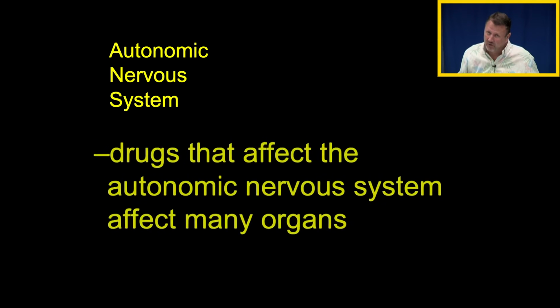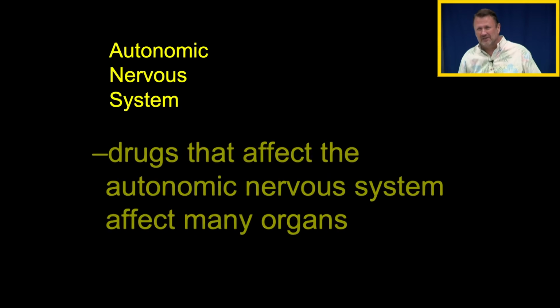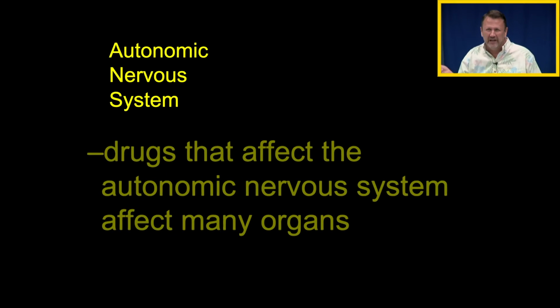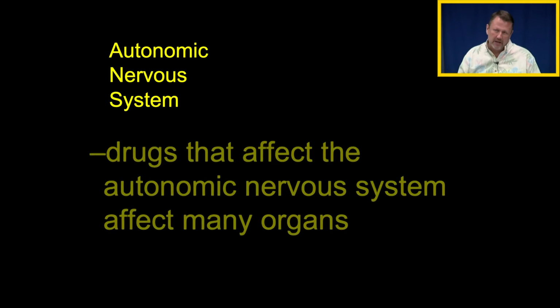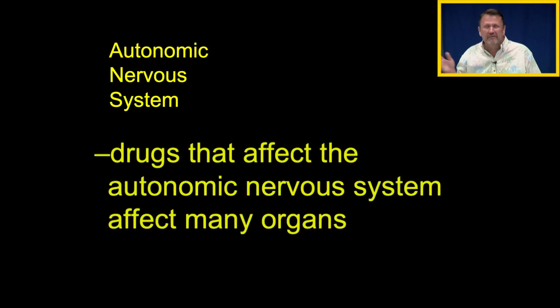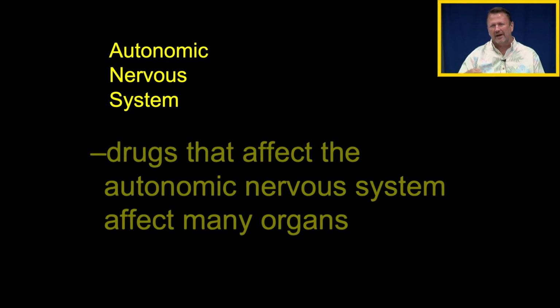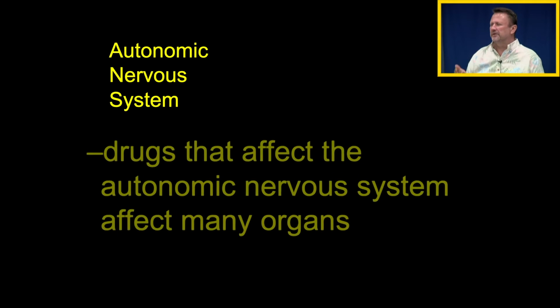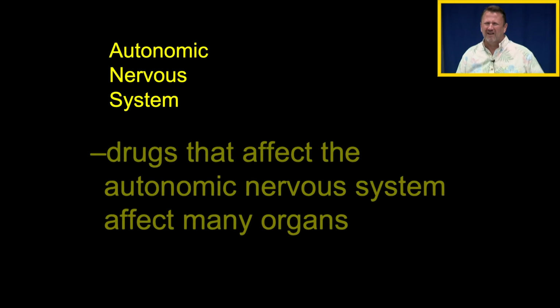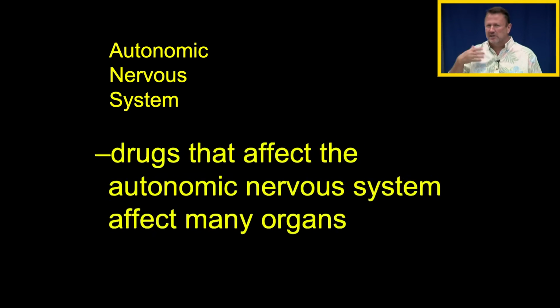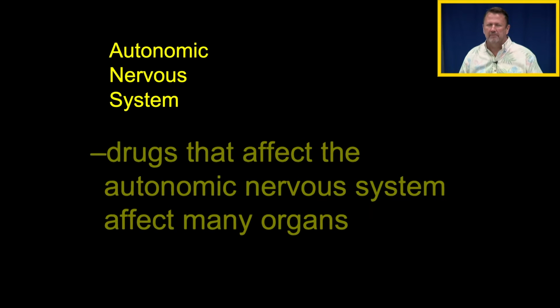And are the eyes controlled by the autonomic nervous system? Yes. And so if it involves acetylcholine or cholinergic blockers or beta blockers or any of that, what is it? It's going to have effect on other organs as well. And that's the point that I want you to understand. This drug is for the heart. Yeah, well, it affects the lungs and the eyes and the pancreas and the bladder and all that business too.